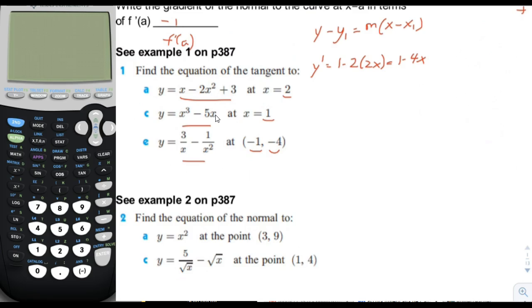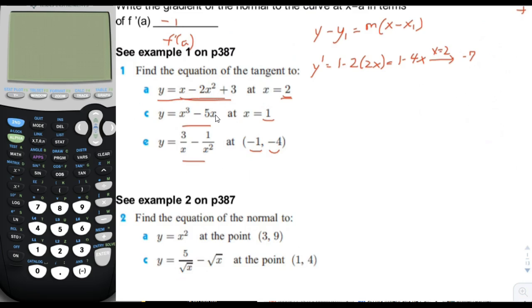And then we want to find what is the derivative when x equals 2. When x equals 2, the derivative happens to be 1 minus 4 times 2, which is 1 minus 8, which is negative 7. So we know that the slope is negative 7 in this case. We also know that the x-coordinate is 2. The only thing we don't know is the y-coordinate. How can we figure out the y-coordinate?